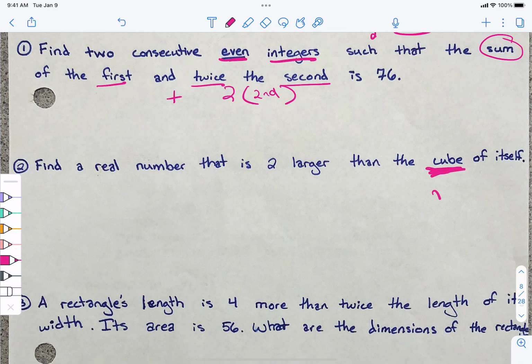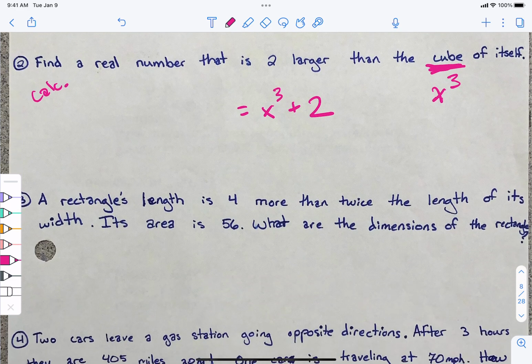What's the cube of a number look like? x to the third power. Figure out what that looks like. This one you will have to use a calculator for and graph it. Find a real number that is 2 larger than the cube of itself. X is equal to x cubed plus 2, because 2 larger means plus 2. Figure out what that looks like.